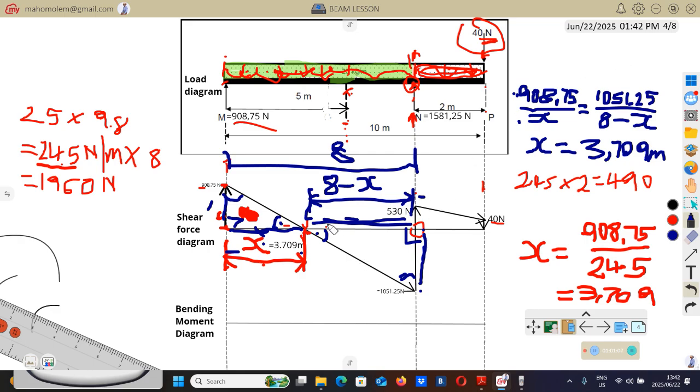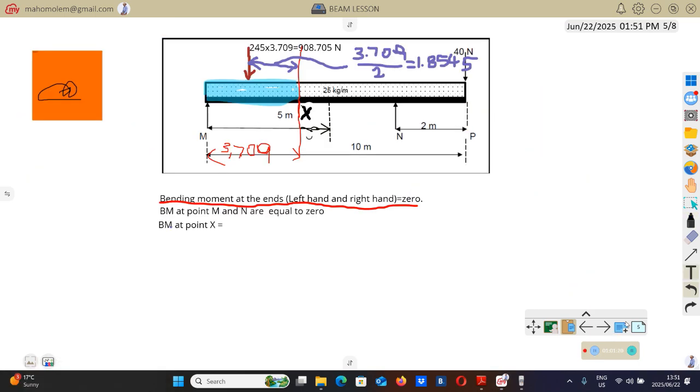So now once we know the distance here, now we can calculate the bending moment. Right, since we managed to find the distance where this shear force diagram crosses the zero line, we can come back to this load beam diagram. Now we're going to find the bending moment here at this red line, which is located at that distance of 3.709.